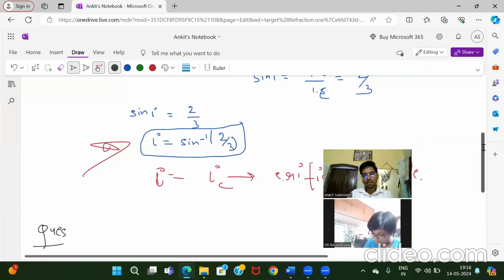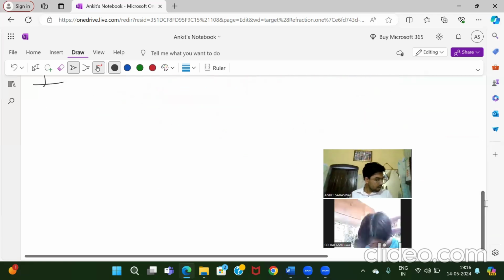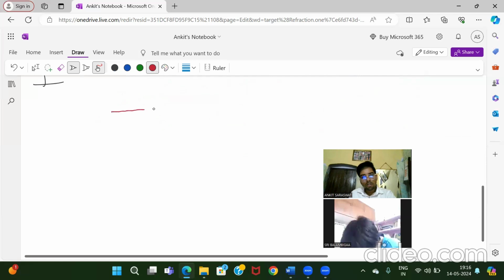Complete the path of ray. If the critical angle is 42 degree. Now I will draw the figure. The question is: complete the path of ray if the critical angle is 42 degree.